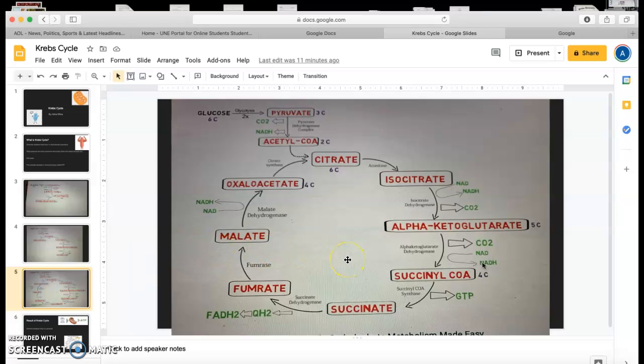Next, succinyl-CoA is being converted to succinate by enzymes, which help move things around. Next step is fumarate and a molecule called QH2 that converts into FADH2. Next is malate, and it goes back to oxaloacetate, in which another molecule of NADH is being released.